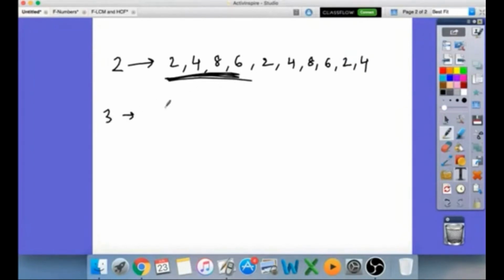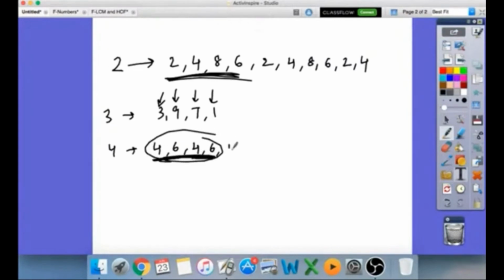Okay, for 3 as well. 3 power 1 is 3, 3 square is 9, 3 cube is 27, 3 power 4 is 81. Then 243, 729, 2187, 6561. It goes on and on. Only these 4 things repeat. For 4, power 1 is 4, 4 square is 16, you end with 6. 4 cube is 64 and 4 power 4 is 256 again. It only has 2 values, but these will keep on repeating: 4, 6, 4, 6. For 5, you always have 5.